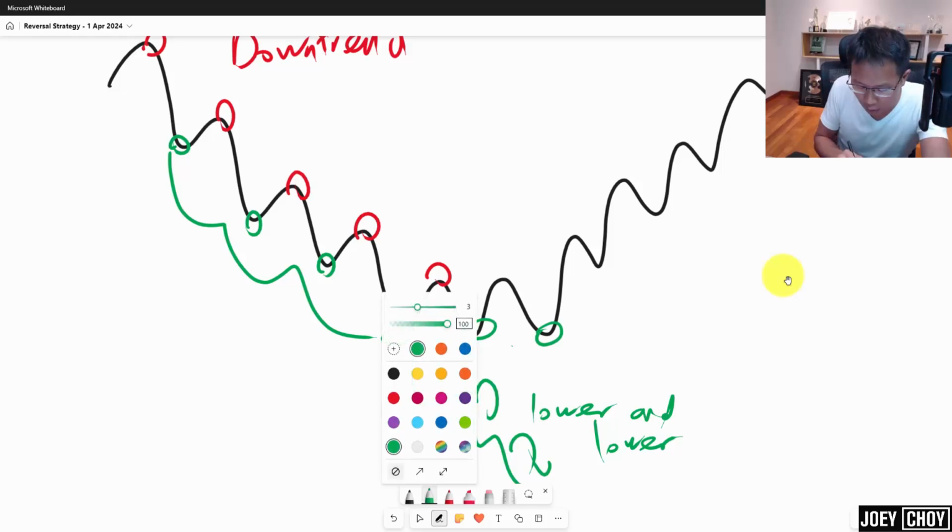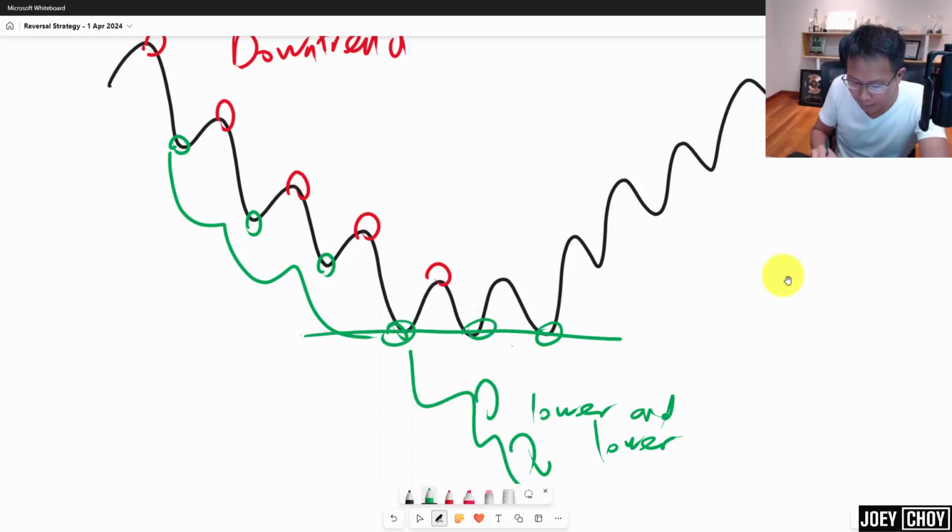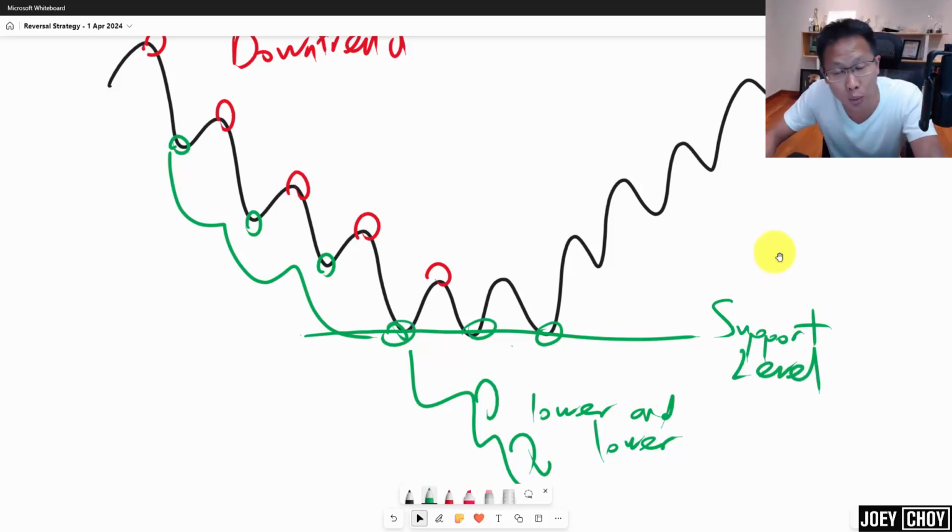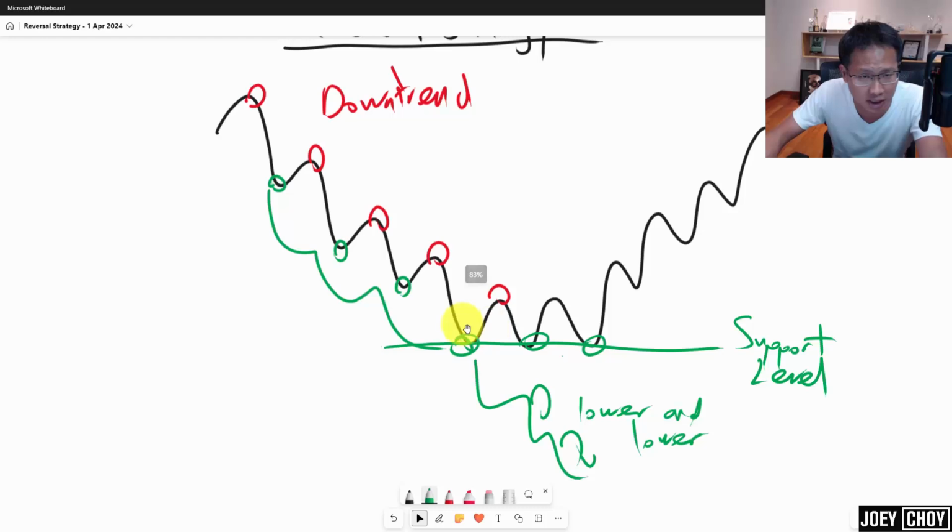So that is where we can draw what we call a support level. It can touch one, two or three times, and when it touches a couple of times, it just shows that at least it's not going lower. We have found a support, and this support is there. Prices have rebounded from it a few times, and as long as we stay above this support, I would say that there could be a potential reversal.